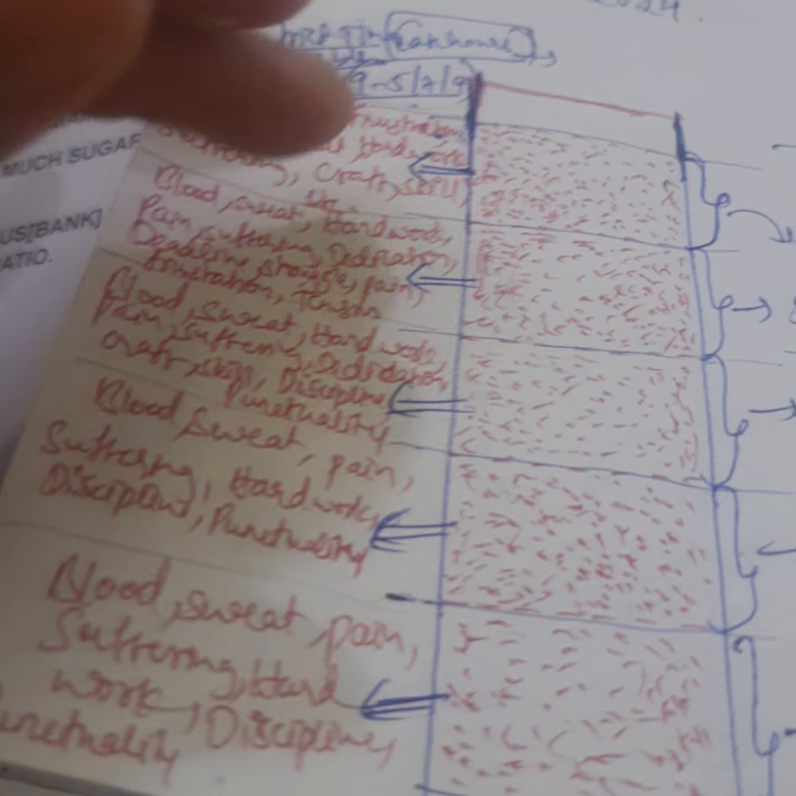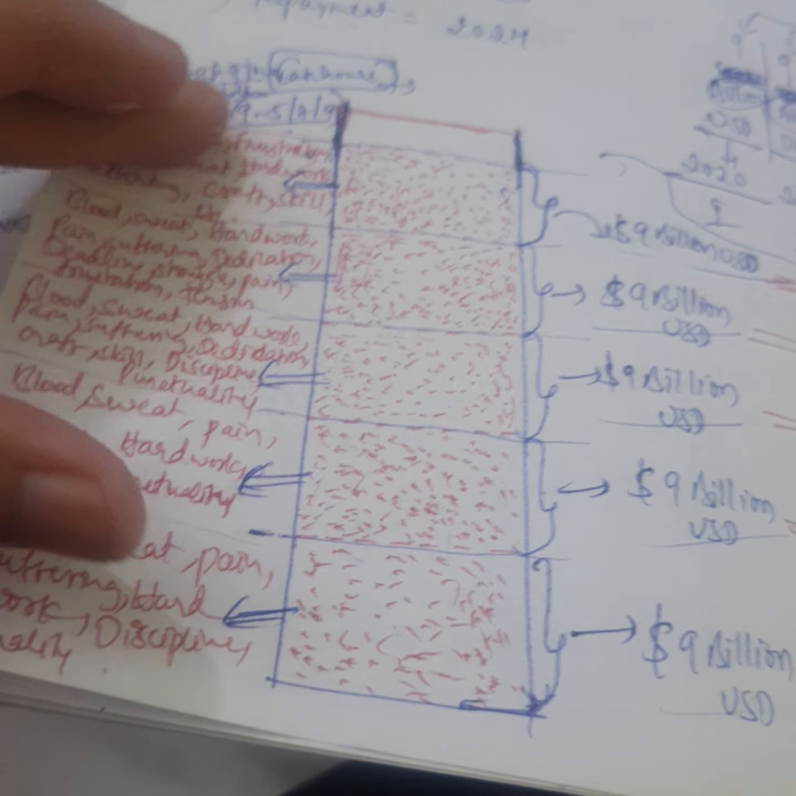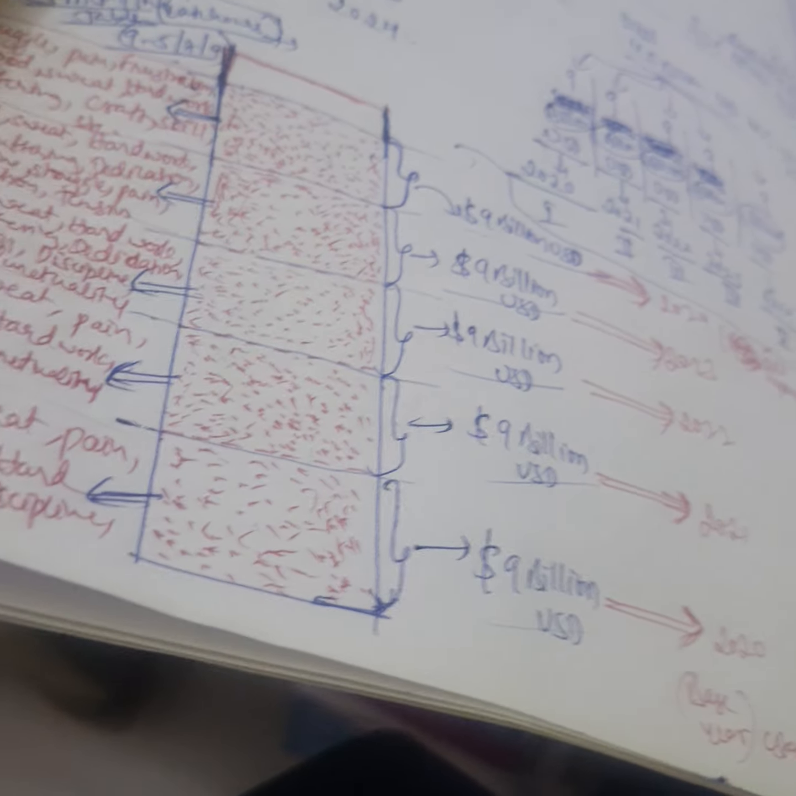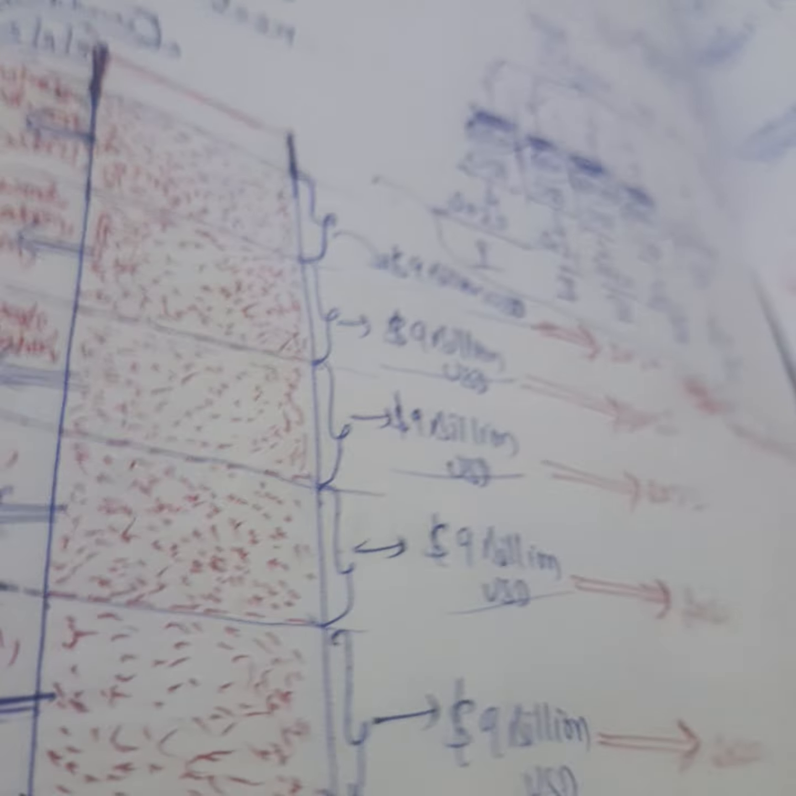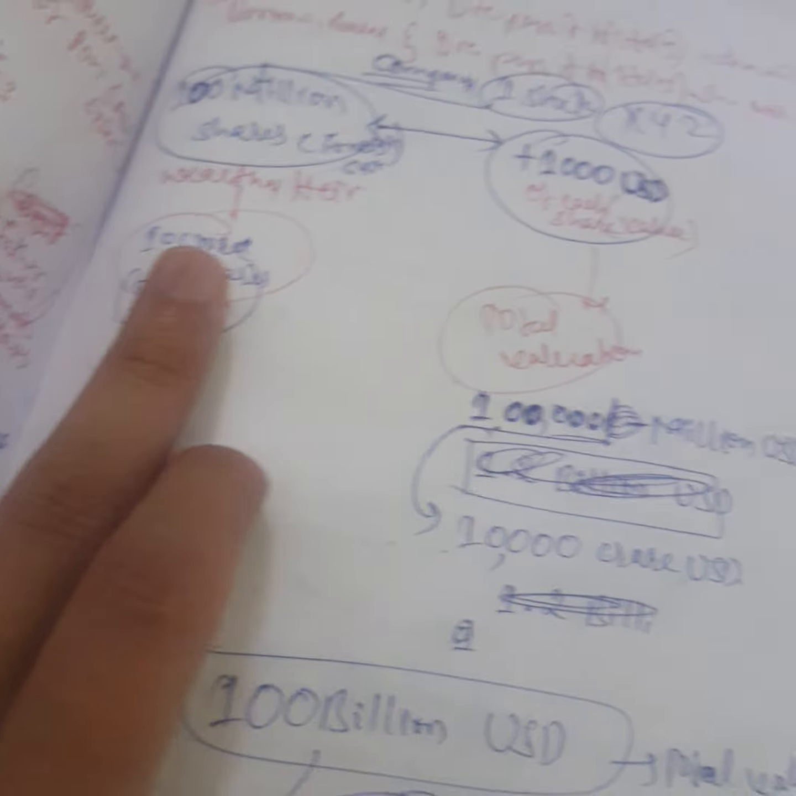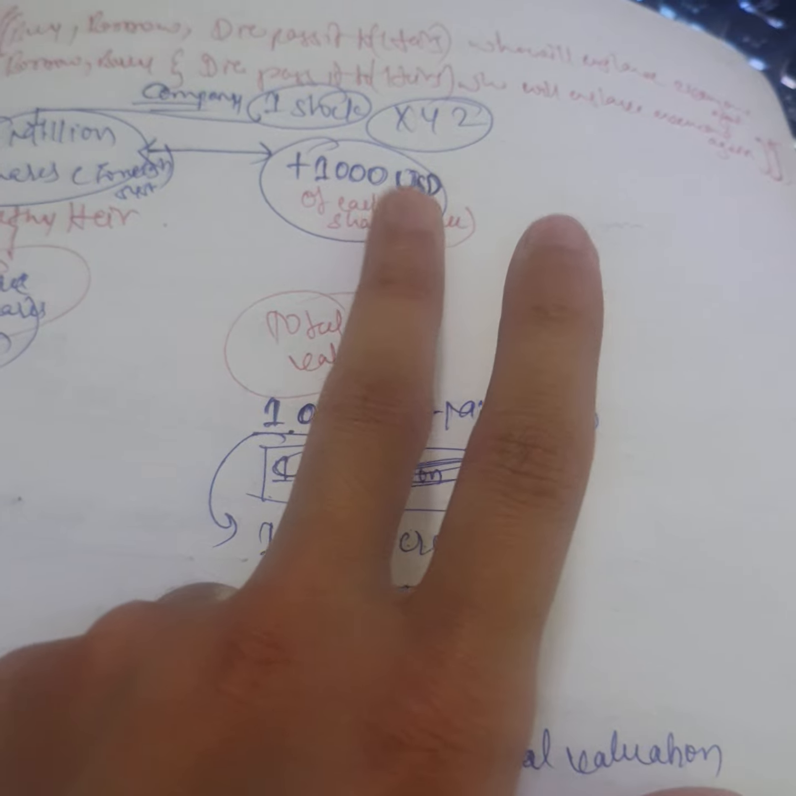Who is working there? B2K employees, 10 employees. Now this is the valuation of his stock: 100 million shares he owns, and 1000 USD is the price of each share. I think we have everything that's needed for you to understand this game.